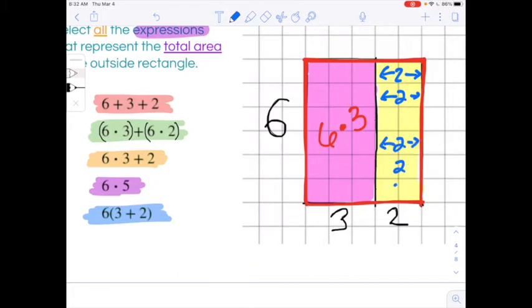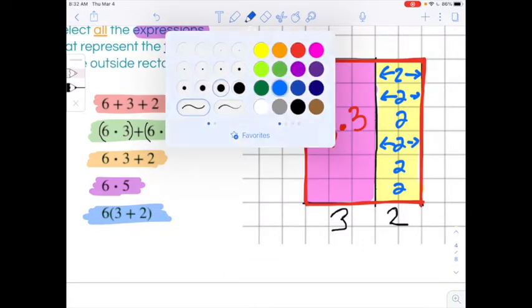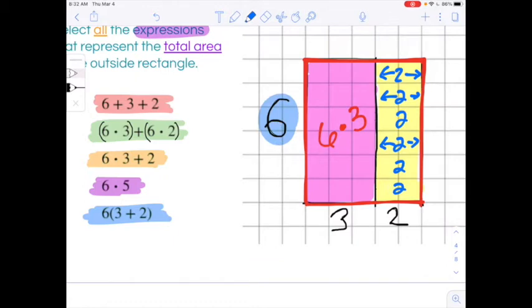It just keeps repeating. How many 2s are there going up and down? There's 6 of them. And we can see that on the outside. There's a 6 to the left. That's our up and down number. And then a 2 down below. That's our left to right. So 6 is the height, and 2 is the width. So I could add up all those 2s, 2 plus 2 plus 2 plus 2 plus 2 plus 2.